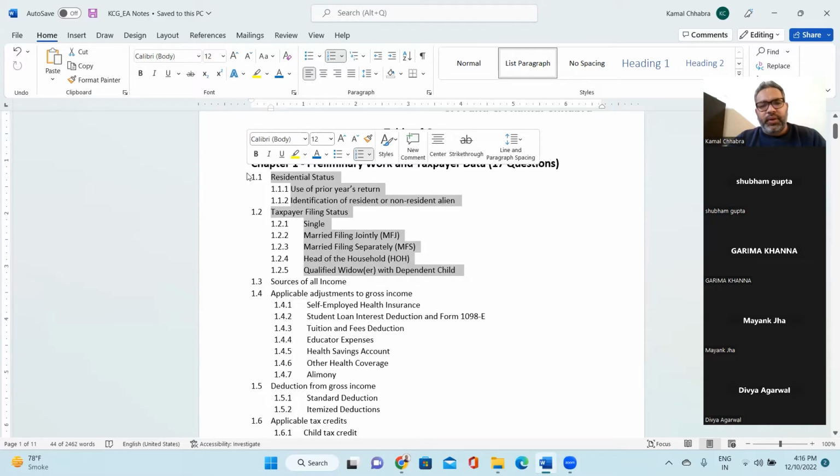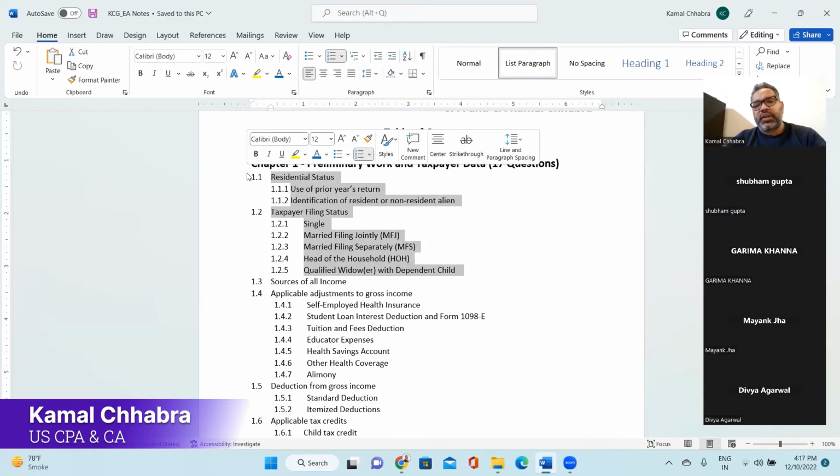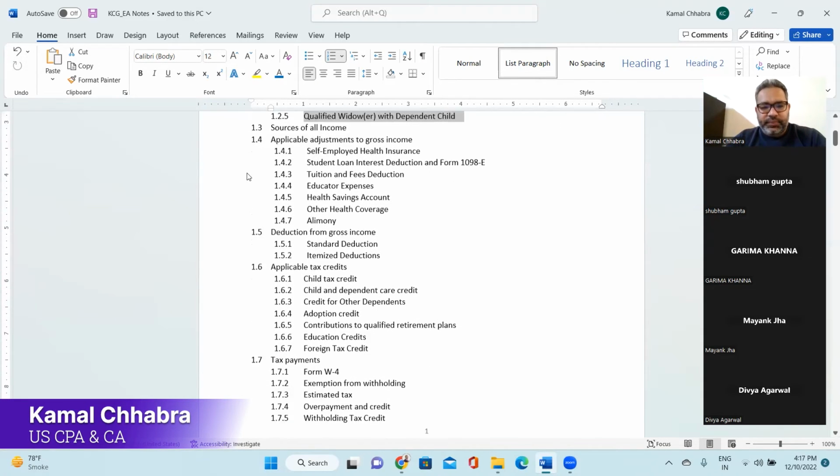And tomorrow we'll be covering sources of income. Then in the next week, we'll be covering applicable adjustments, deductions, applicable tax credits, and tax payments.